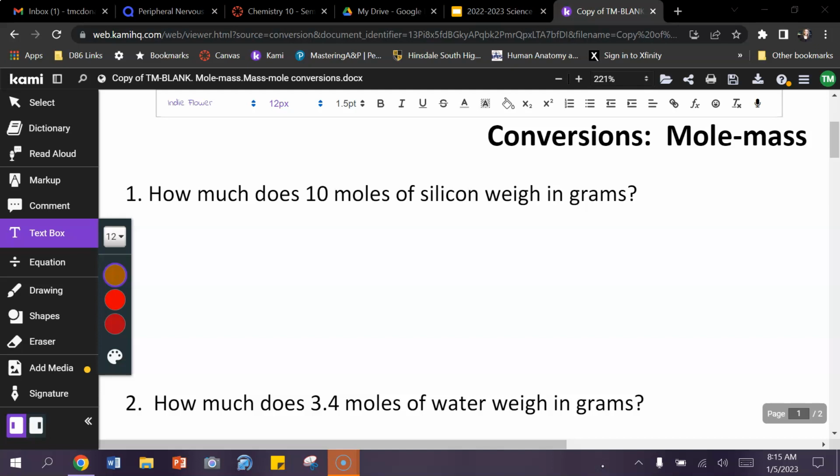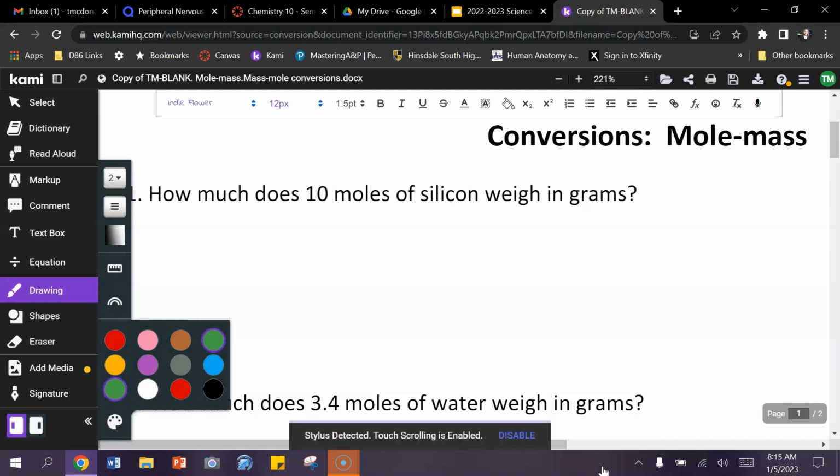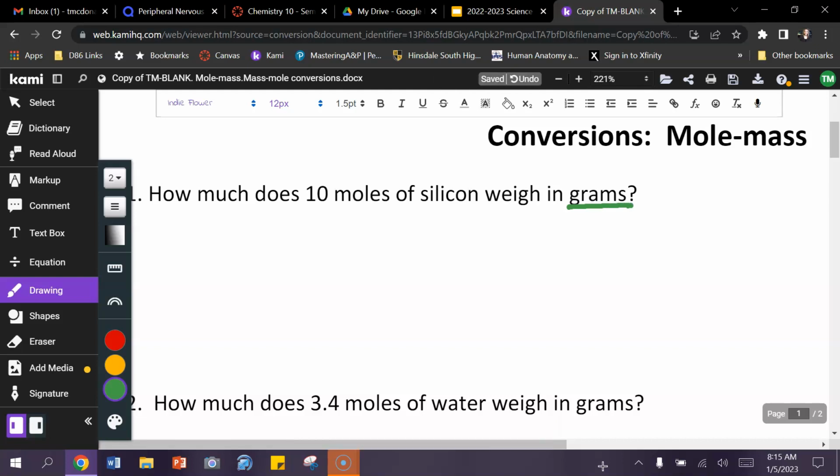Number one is asking us how much does 10 moles of silicon weigh in grams? Whenever you have a problem asking for a mass in grams, you need to find the molar mass of the compound or the element that the problem is looking for. In this case, we want to know how much a certain amount of silicon weighs in grams. So look on your chem helper and find the atomic weight for silicon at the bottom of the box. Silicon is atomic number 14.